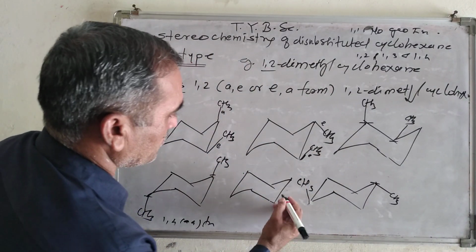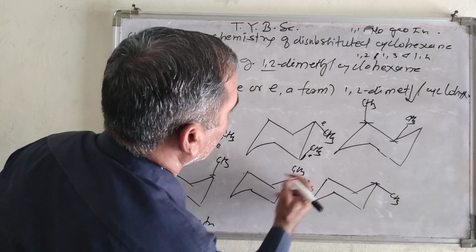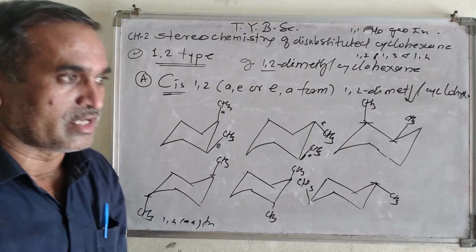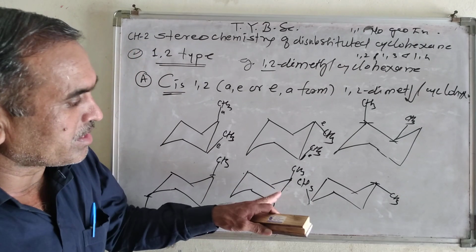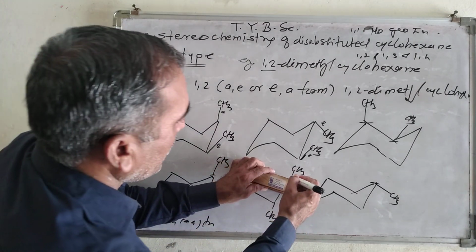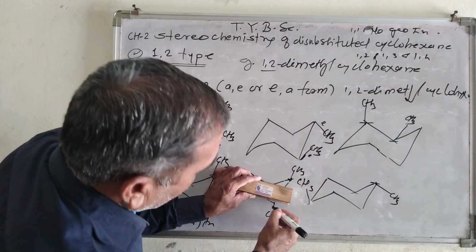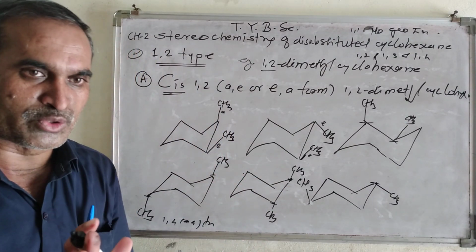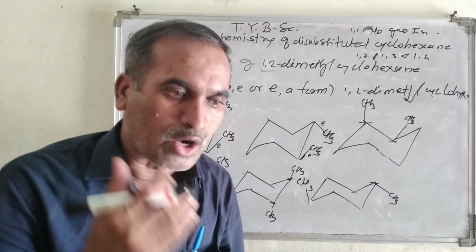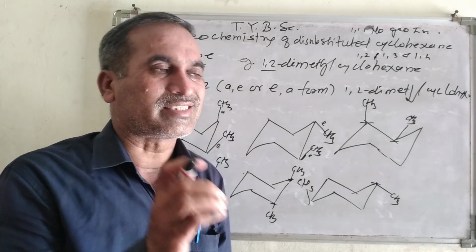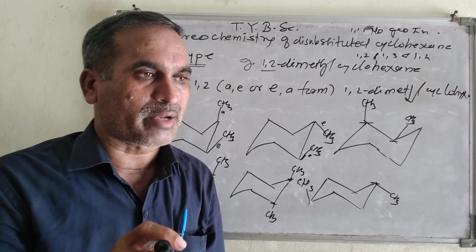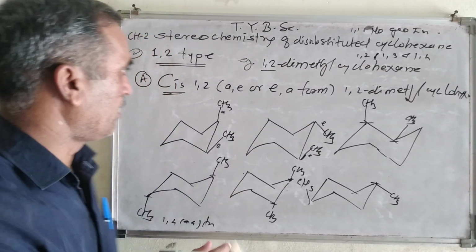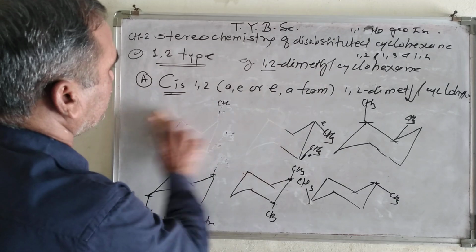Suppose I have one methyl group here, another methyl group here. What type of form is it? It is a 1,2 type, but it is a trans. Look at here, this methyl group is above the plane, this methyl group is below the plane, and therefore it is a trans again. Understood this? That is how to find out the cis or trans conformation of 1,2 disubstituted. Clear everyone? Okay. Now let us see here.